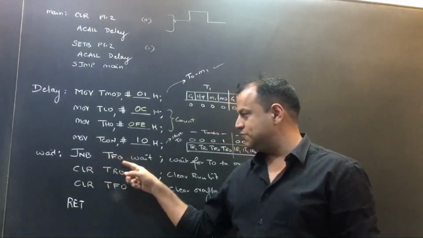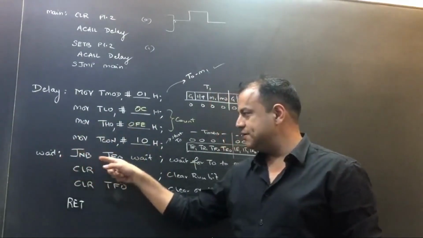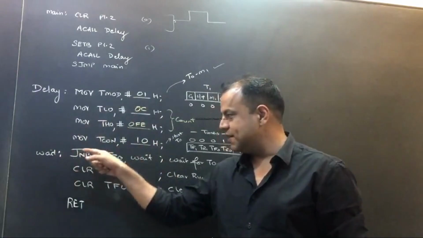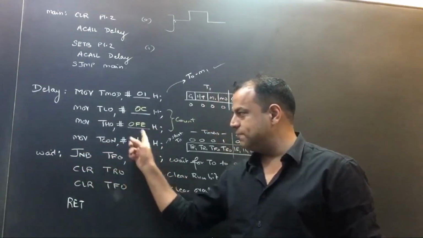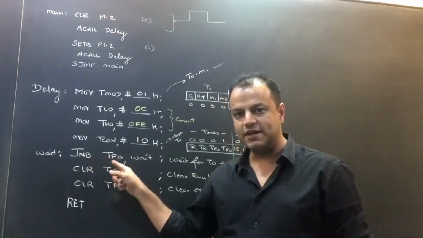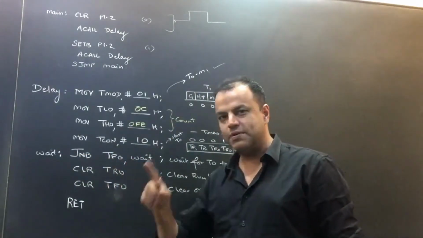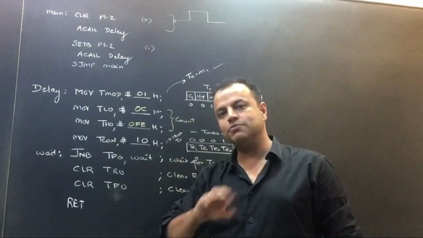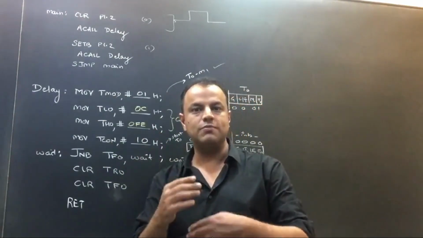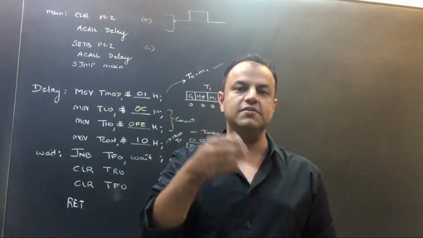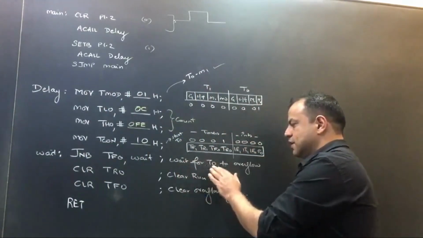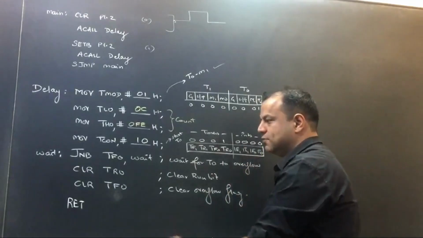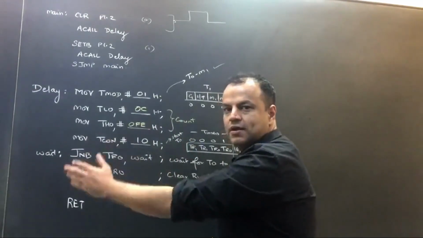Again, if TF0 is 0, jump to the location wait. That means this will keep looping over here. This loop will break when this condition is not satisfied, which means when TF0 becomes 1. And if TF0 becomes 1, that means your timer has overflown, because if you know timer theory, when the timer overflows, the first thing it does is make the overflow flag 1. Tell me, did you understand this? So wait for timer 0 to overflow. In other words, wait for TF0 to become 1. Tell me, did you understand?